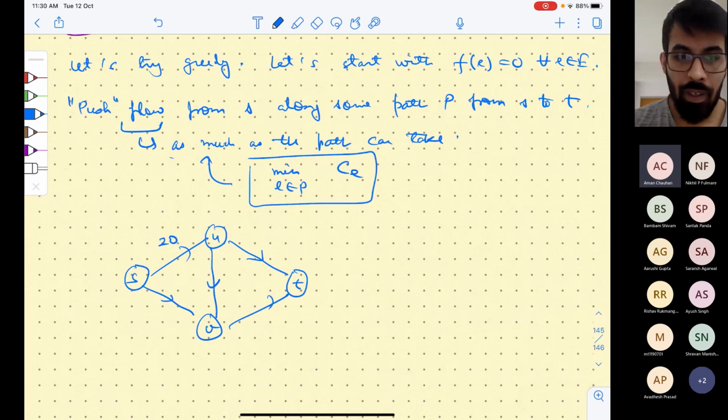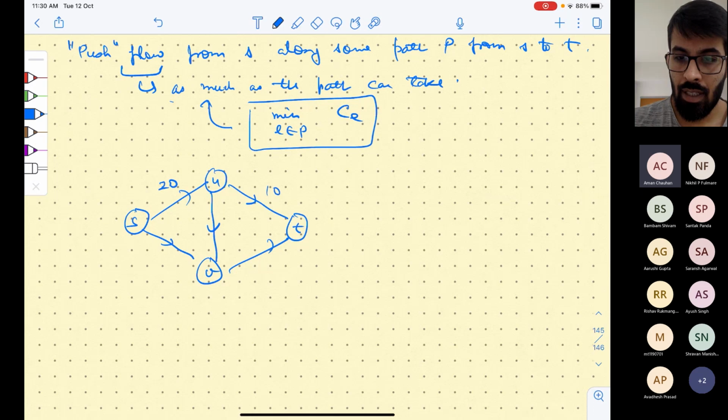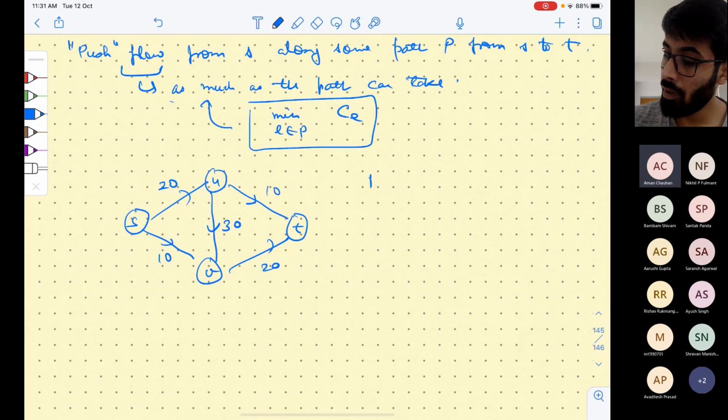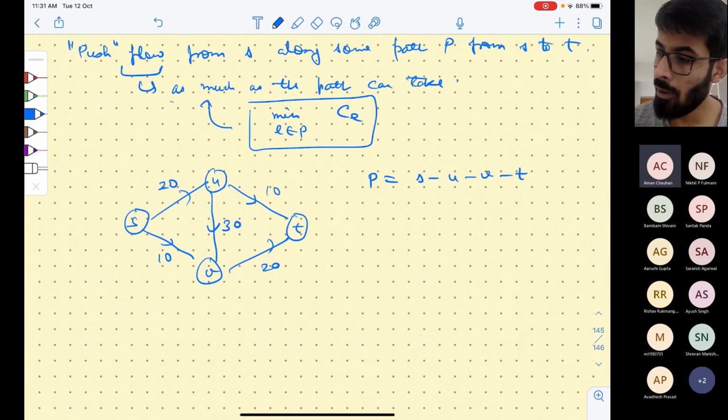Okay, good. So this is 20, this is 10, this is 10, this is 20, and this is 30. Let's say. So suppose this is your flow network, which has these 4 vertices and these are the capacities. And suppose now the greedy algorithm takes the path P equal to S U V T.